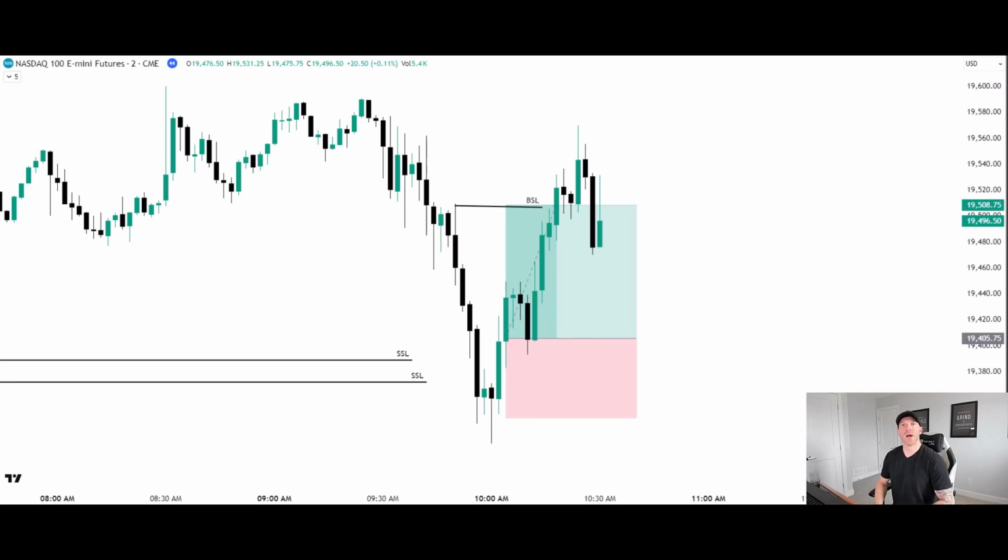What's going on, everyone? I'm going to do a trade recap today, and this is one of the trades I took this week. It's my liquidity sweep entry model, and yeah, I won't waste any time. We'll get right into it.